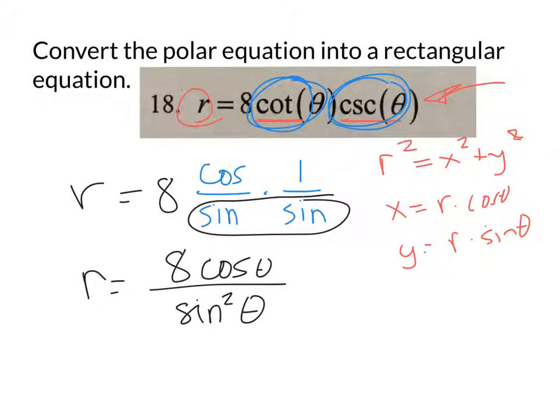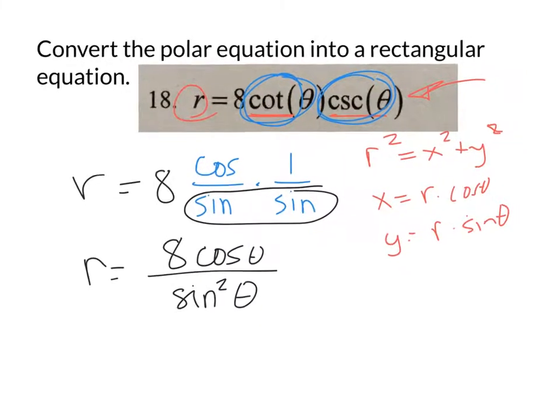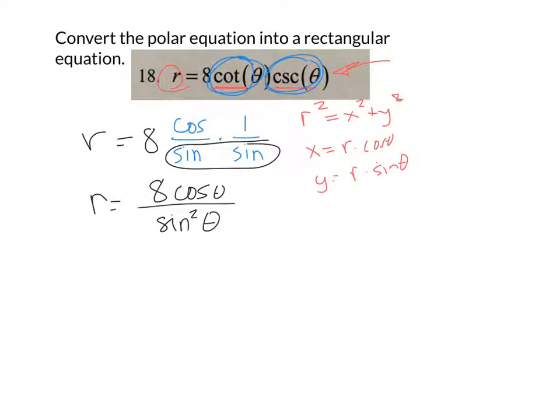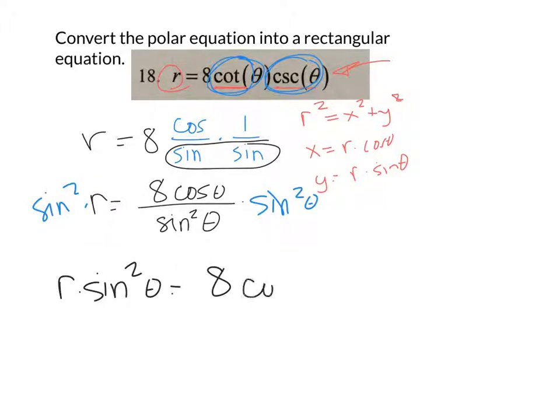Okay, now we don't have cotangents and cosecants anymore. So now we're going to multiply both sides by our denominator, because nobody likes denominators anyway. So r times the sine squared equals 8 cosines.